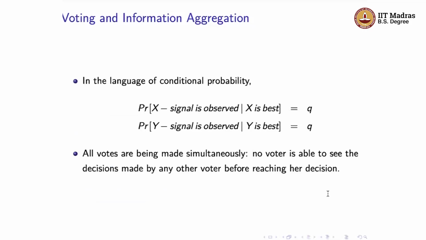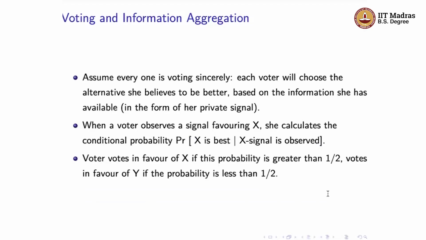Okay. Now, we are going to make two assumptions, and later on we'll relax these two assumptions. For now, we assume that all votes are made simultaneously, which means that no voter is able to see the decisions made by any other voter before reaching her decision. And secondly, we assume that everyone votes sincerely. What that means is that each voter chooses the alternative that she believes is the better one based on the information available to her in the form of a private signal. Remember, that is the only information she has. Why is this an assumption, you might ask? We'll see later on situations where this may not be true, but let's keep that for later.